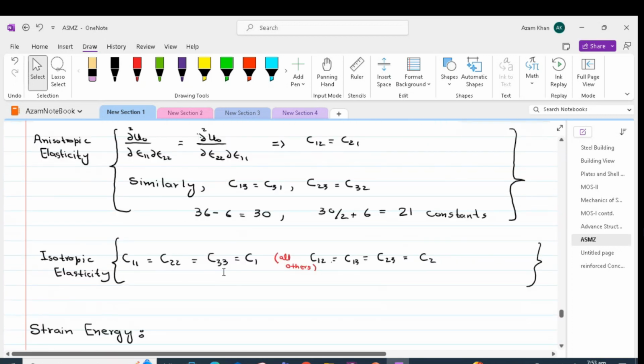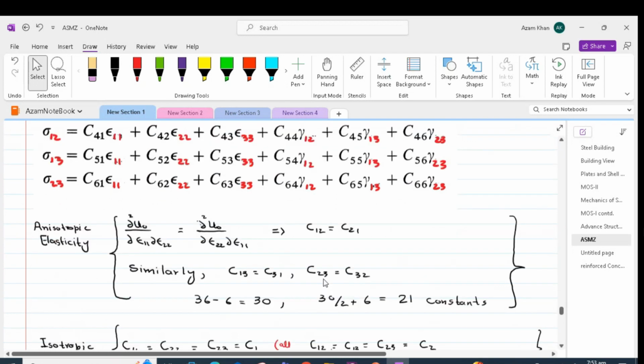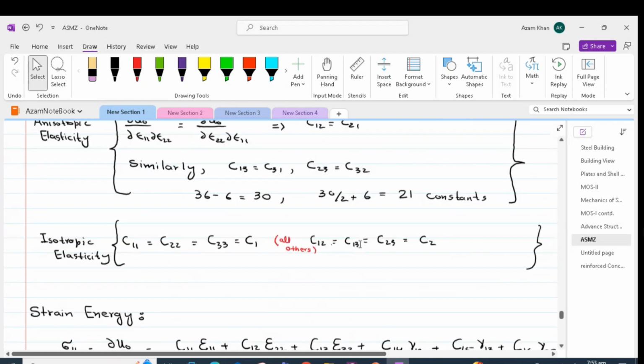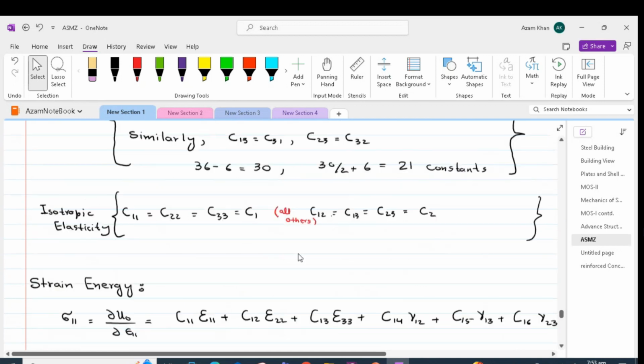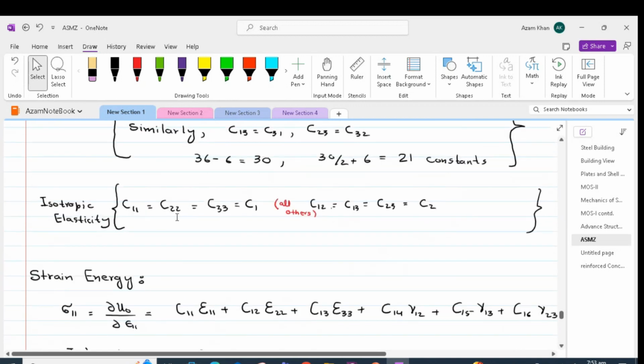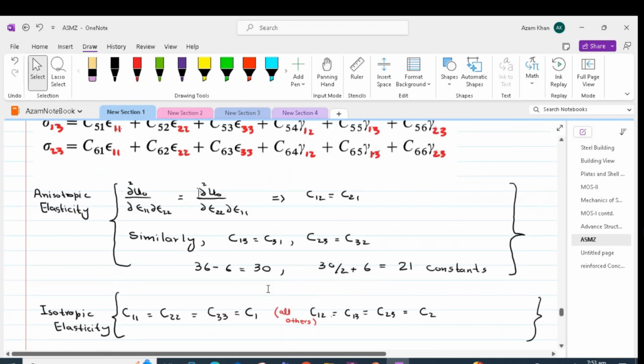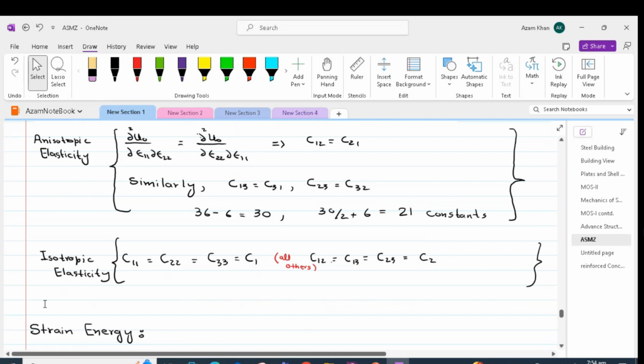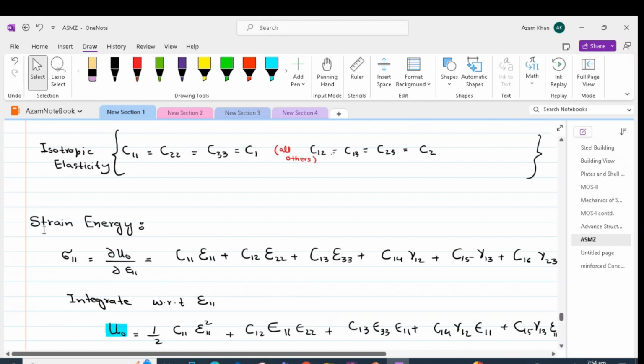We can have C11, C22, C33, all the diagonal terms called C1, and the non-diagonal terms called C2. So we reduce the number of constants to only 2 in the case of isotropic elasticity. We can have other types of materials also, like orthotropic materials, but we are not discussing that in this presentation. Finally, we will try to derive an expression for strain energy.